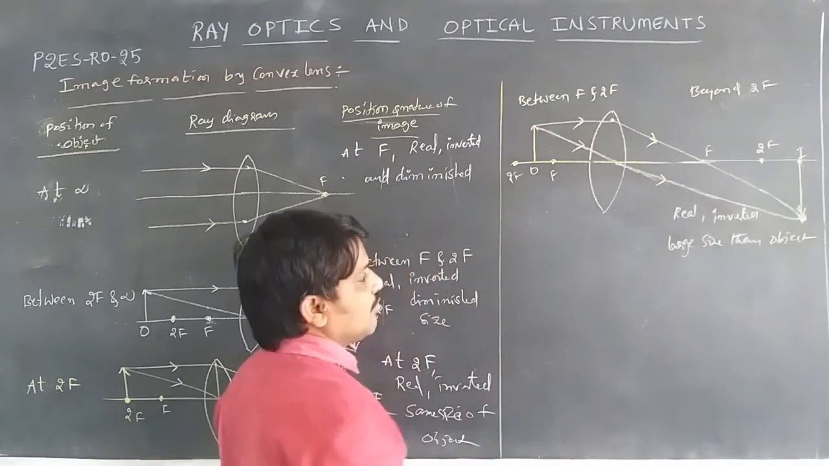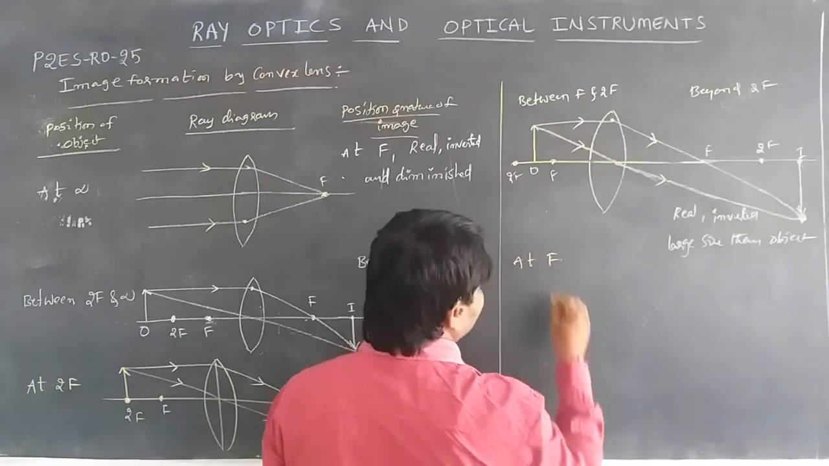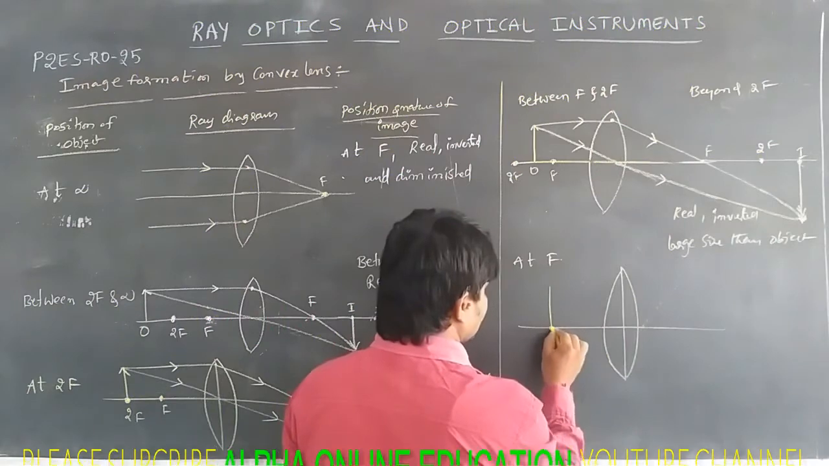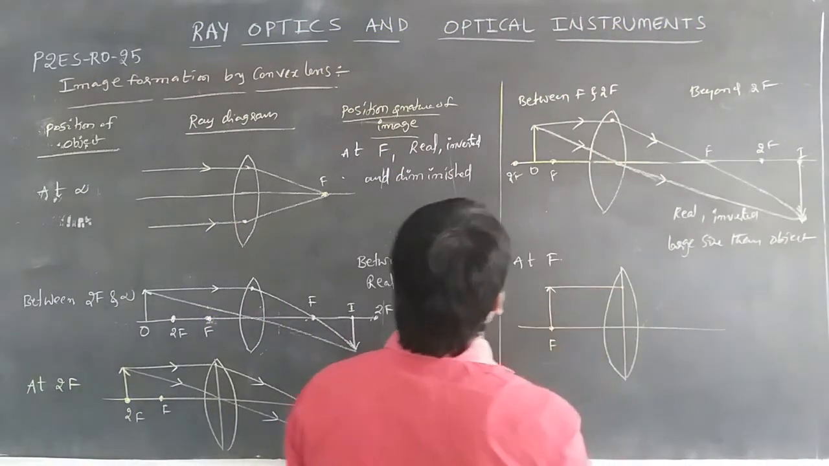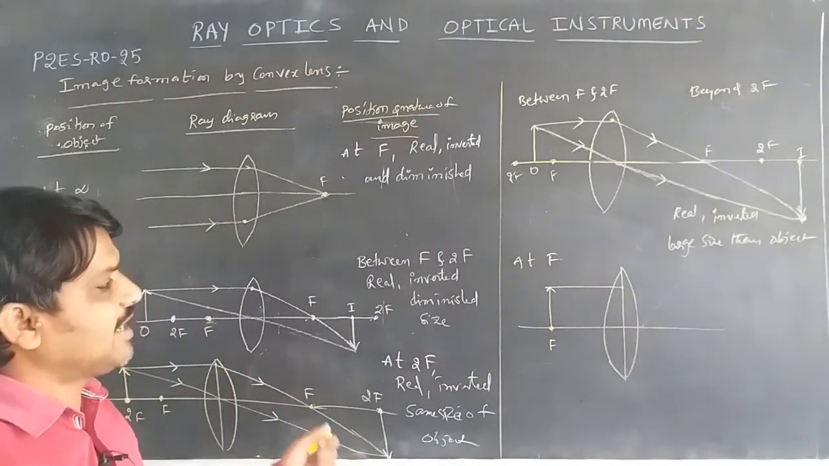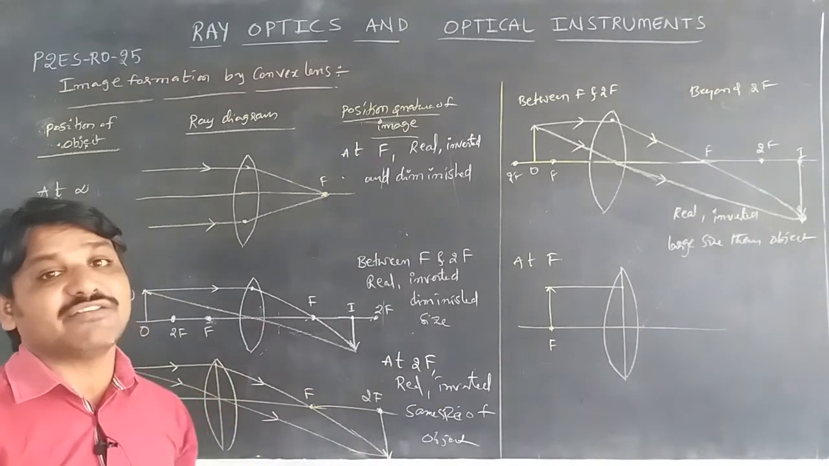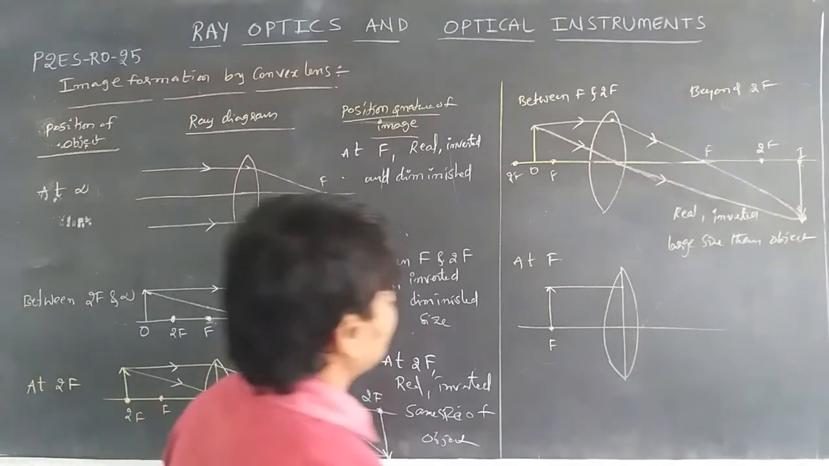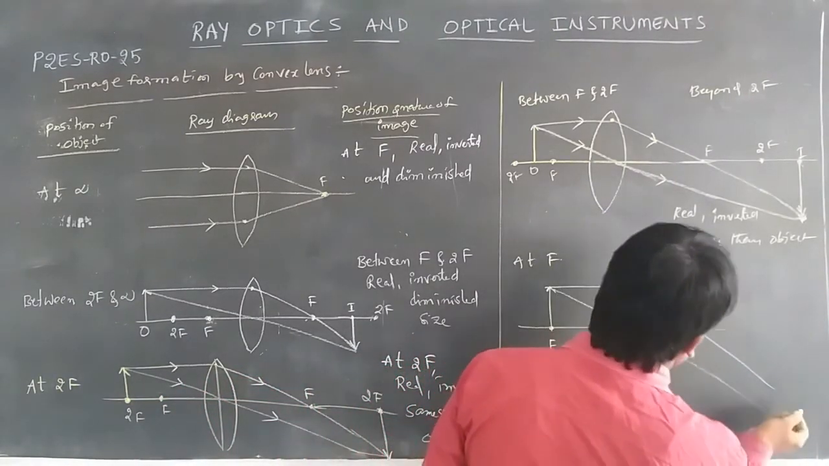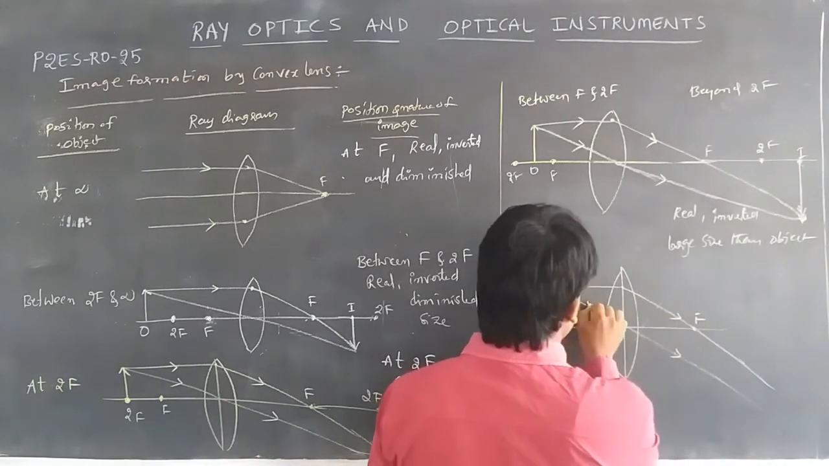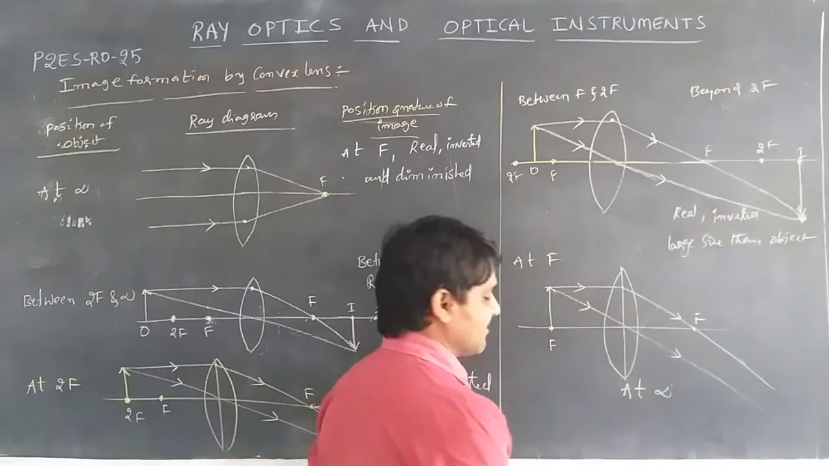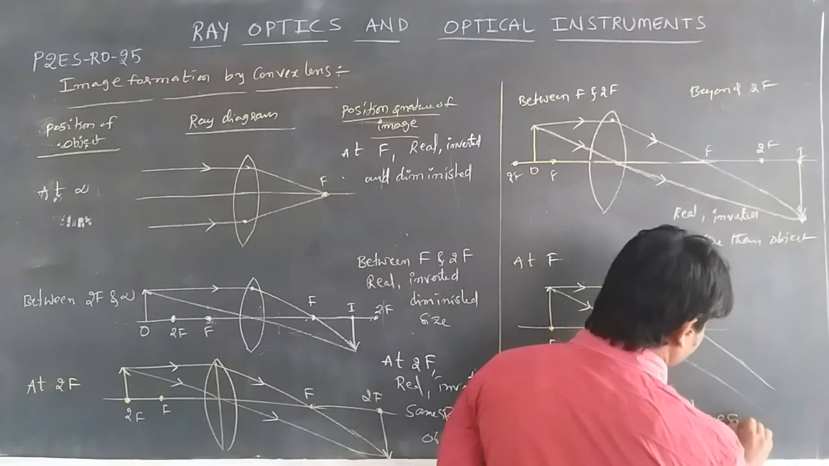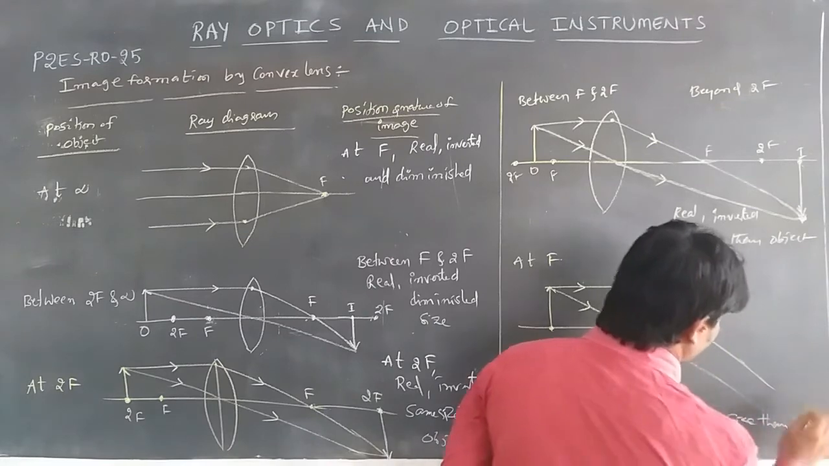And if the object is placed at f, the image is formed at infinity. Whenever the object is at f, the image is formed at infinity, and that image is real, inverted, and large in size than the object.